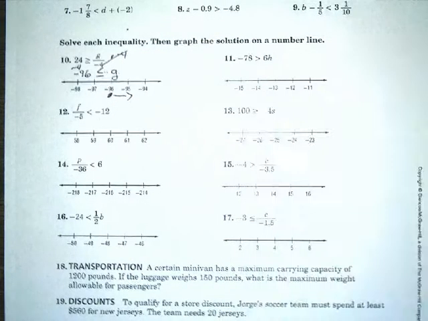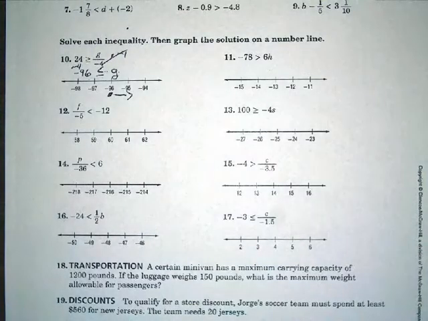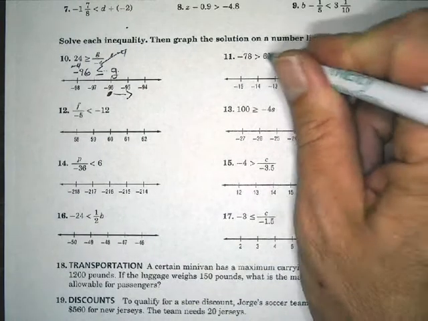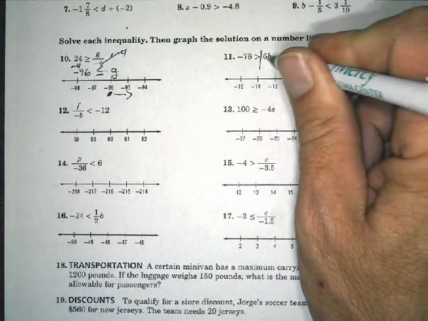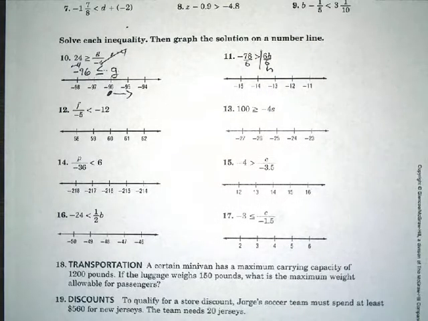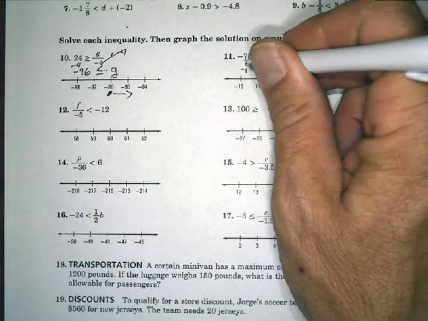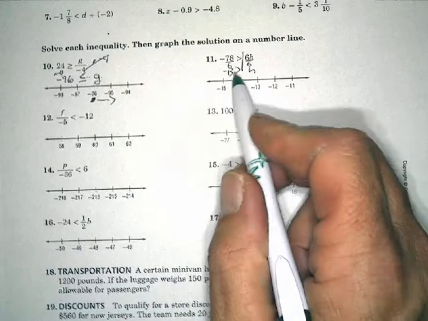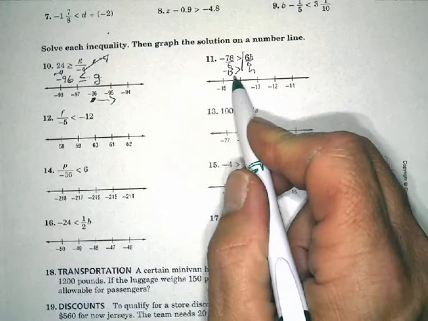On number 11, the opposite of multiplying by 6 is dividing. We're left with H. So you take negative 78 divided by 6, you'd get negative 13. In this case, this stays the same because we divided by a positive number.